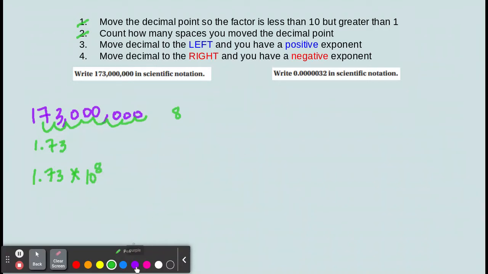Now looking over here at this decimal, 3, 4, 5, 3, 2. For that decimal, we're going to do the same thing. We're going to move the decimal so that it's right here, because if we move it here, 3.2 is between 1 and 10. So 1, 2, 3, 4, 5, 6. We moved it 6 times. Our new factor is going to be 3.2. And we moved the decimal to the right, so we know our exponent must be negative. So it's going to be 3.2 times 10 to the negative 6th power.